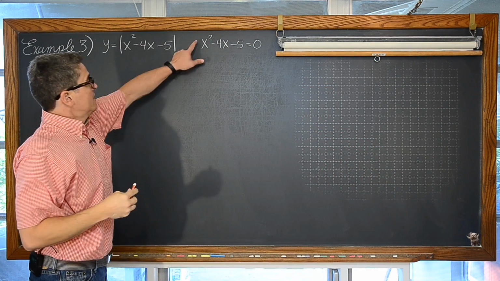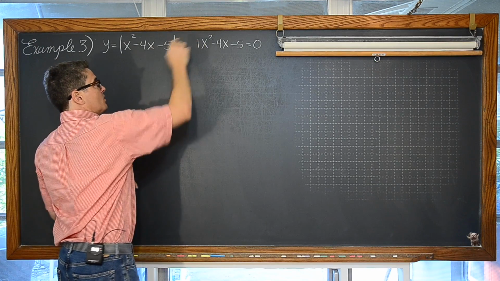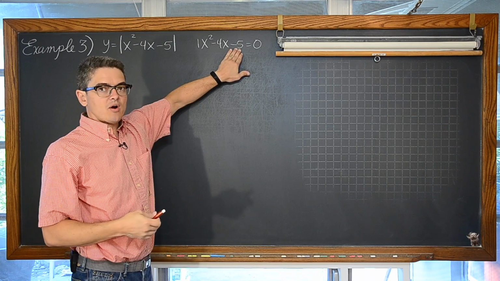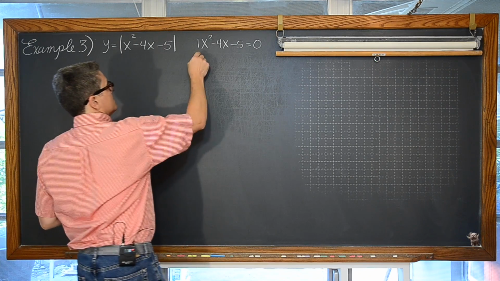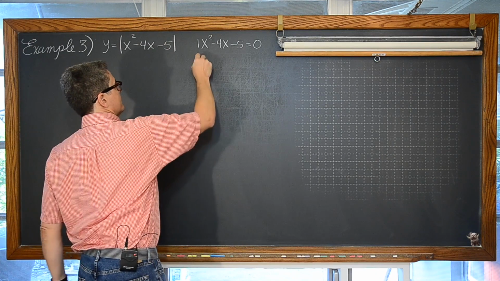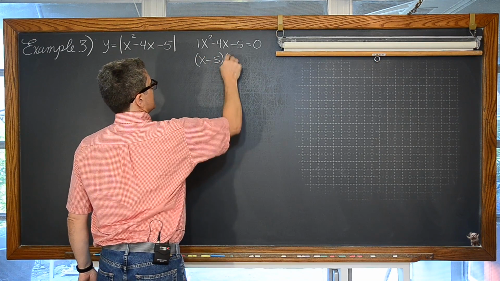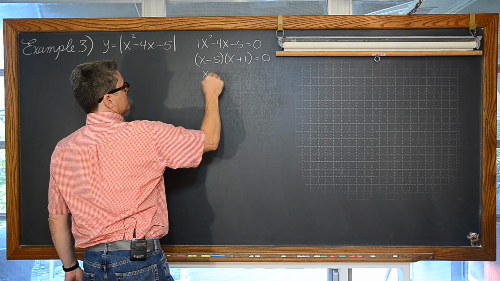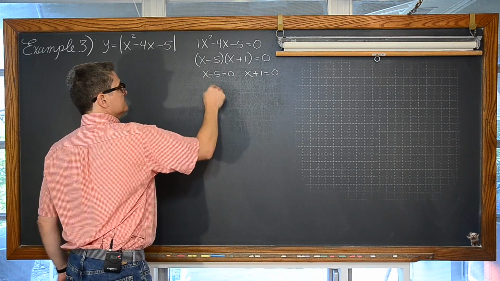This is, again, a quadratic with a leading coefficient of 1, so it's not as bad as it could get for factoring, and 5 is also prime here. So we've got factors of negative 5 that add to negative 4, that's negative 5 and 1. So we have x minus 5 times x plus 1 equals 0. Setting these equal to 0 and solving.